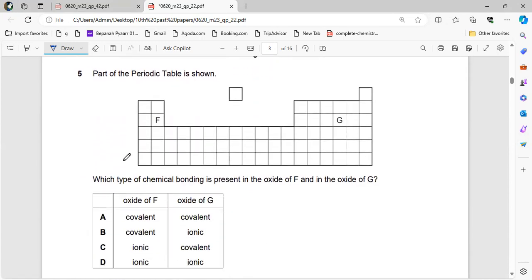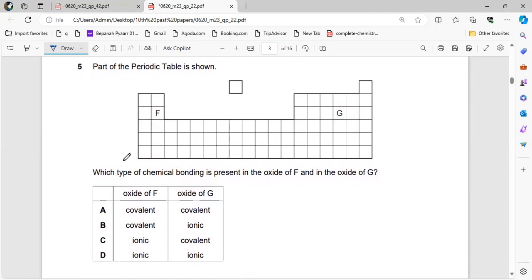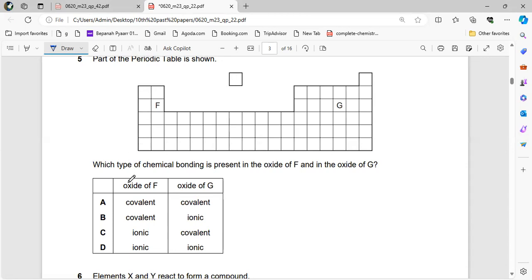Part of the periodic table is shown. Which type of chemical bonding is present in the oxide of F and in the oxide of G? You can see F is in group 2, that is metals, and G is in group 7. No, it is in group 6. So the right hand side is of non-metals and the left hand side is metals. So the oxide of F will be ionic in nature, as it is on the metallic side, and the oxide of G will be covalent in nature. So it is option C.